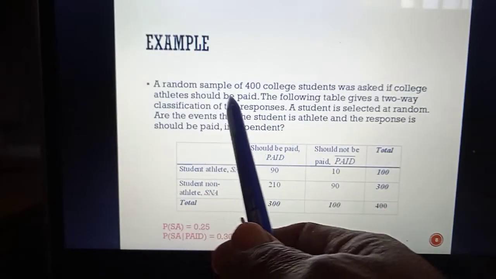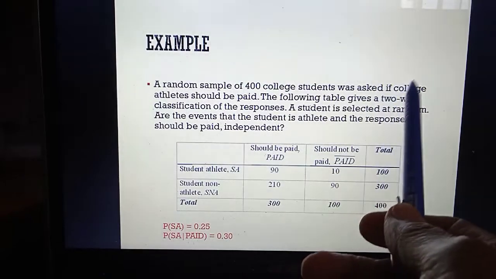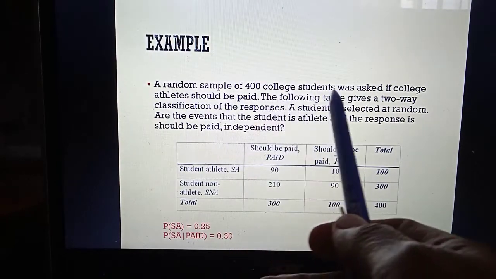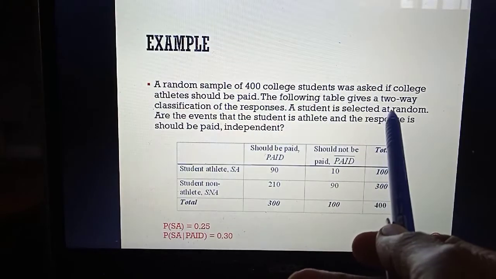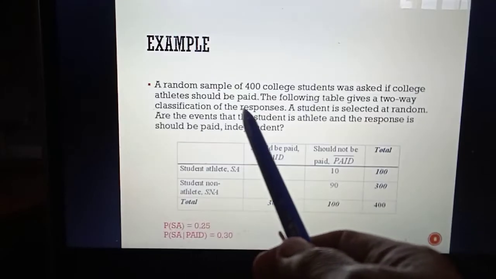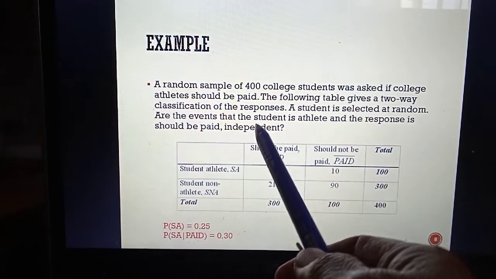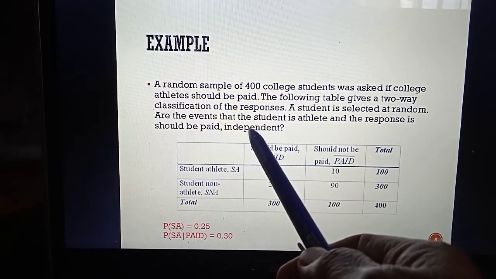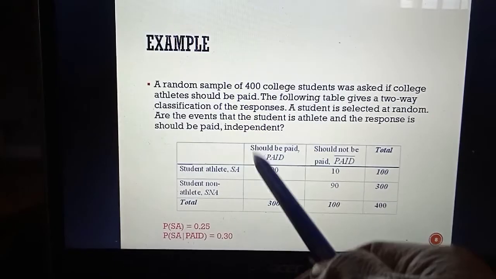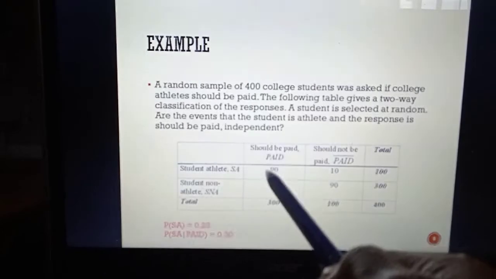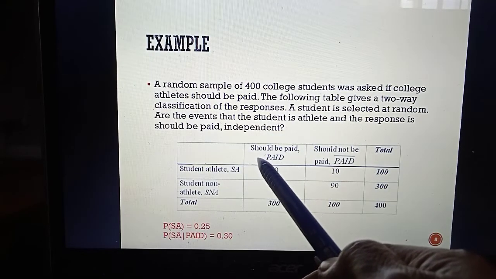Okay, example. A random sample of 400 college students was asked if college athletes should be paid. The following table gives a two-way classification of the responses. A student is selected at random. Are the events that the student is an athlete and the response is should be paid independent? Okay, now we want to see whether the events given in the table are independent or not, based on the probability and also conditional probabilities.